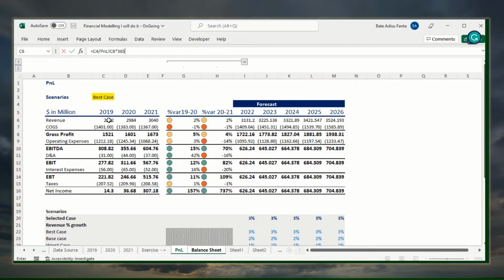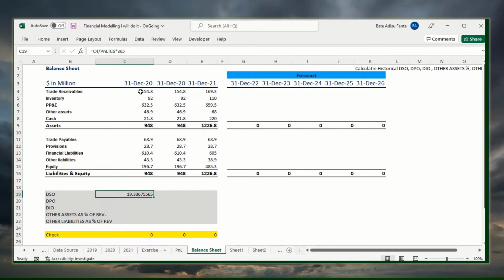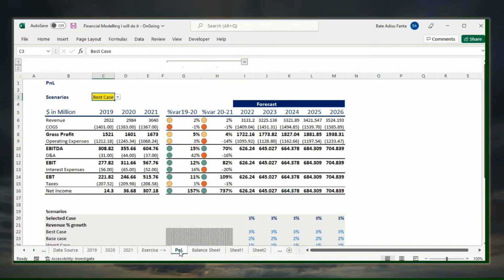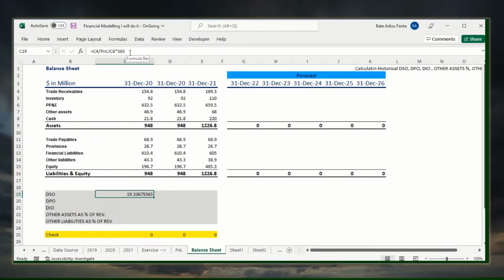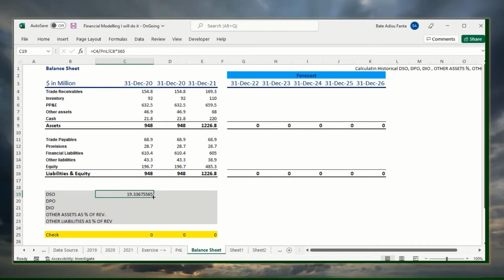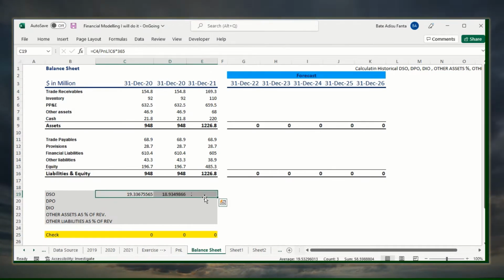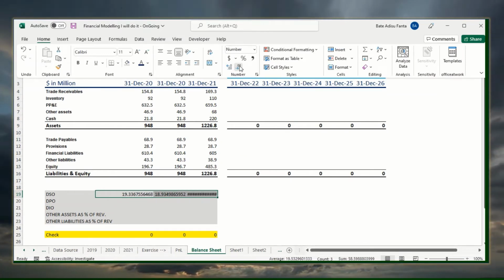So don't be confused. We took trade receivable, or accounts receivable, from the balance sheet, and we divided it by the revenue in that given year, 2019, and then we multiplied it by 365, which is the number of days in a year. It can be 360. So now I copy and paste this formula to the other historical years here. And then we may need fewer decimal digits here.